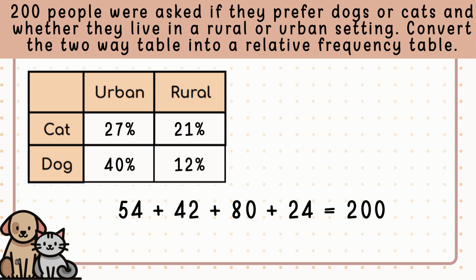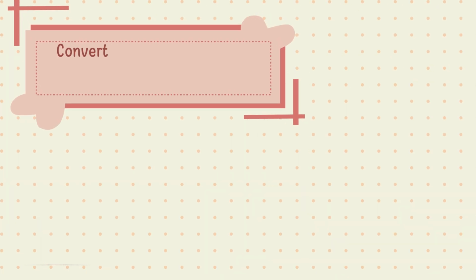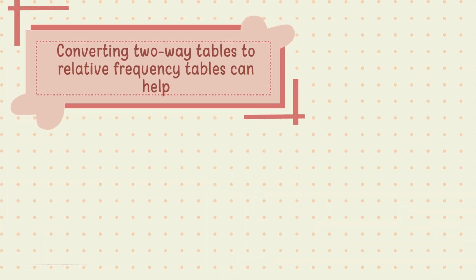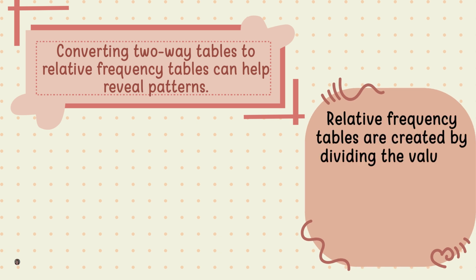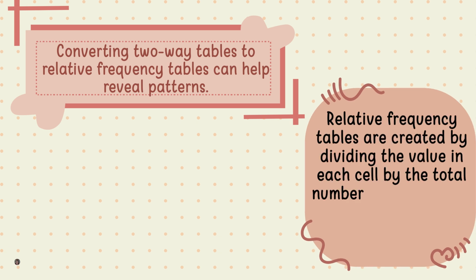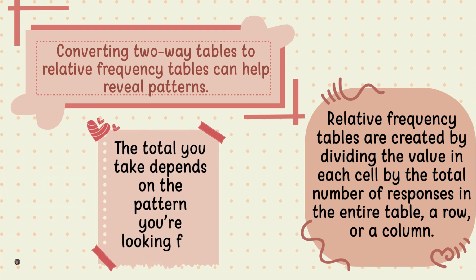Now we've finished our relative frequency table, and we can see the pattern a lot clearer. We see that the highest population are those that live in an urban setting and prefer dogs. To recap what we've learned, converting two-way tables to relative frequency tables can help reveal patterns. Relative frequency tables are created by dividing the value in each cell by the total number of responses in the entire table, a row, or a column. And the total we take depends on the pattern that we're looking for.